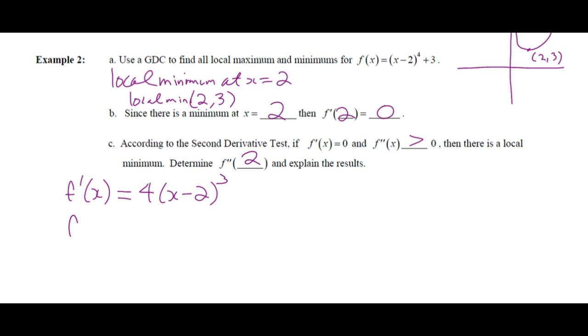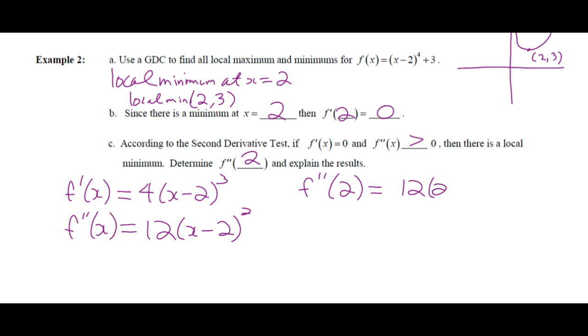Okay, so what's the second derivative? 12 times x minus 2 squared. All right, so what's f double prime of 2? So 12 times 2 minus 2 squared, which is 0. But we thought it should have been greater than 0 because we have a minimum there, right?